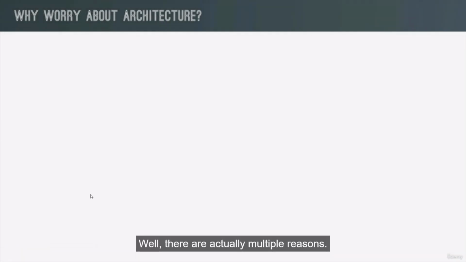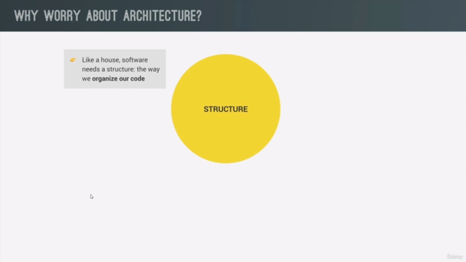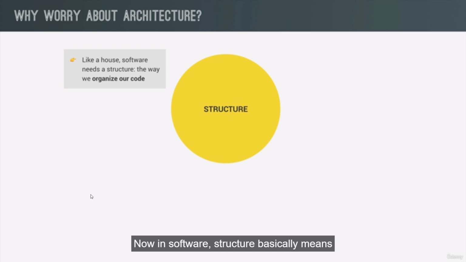Well, there are actually multiple reasons. First, the architecture will give our project the structure in which we can then write the code. So, just like a house, software also needs a structure. Now, in software, structure basically means how we organize and divide the code into different modules, classes, and functions. So all these will basically hold our code together and give it structure.